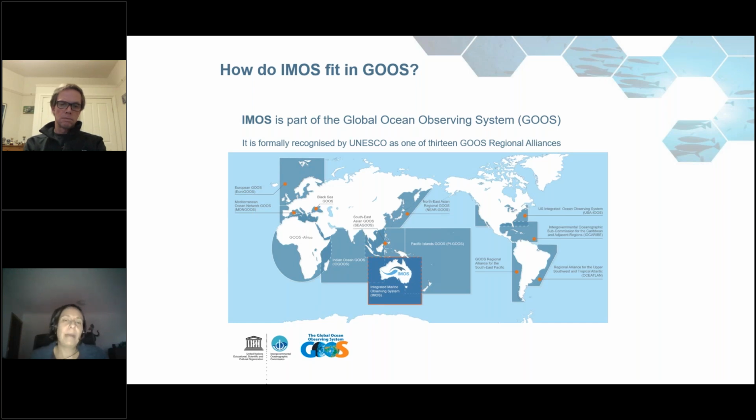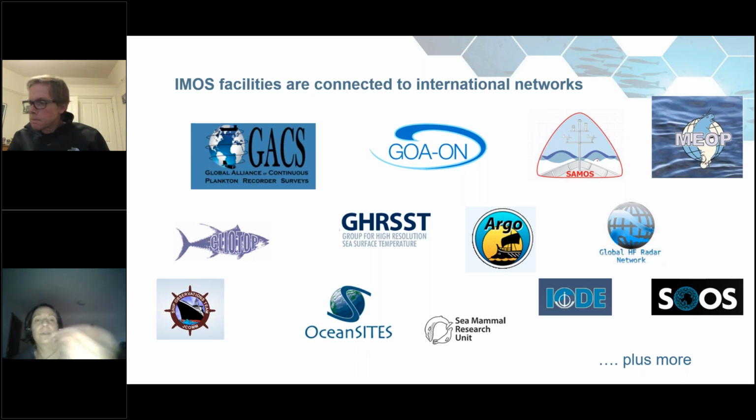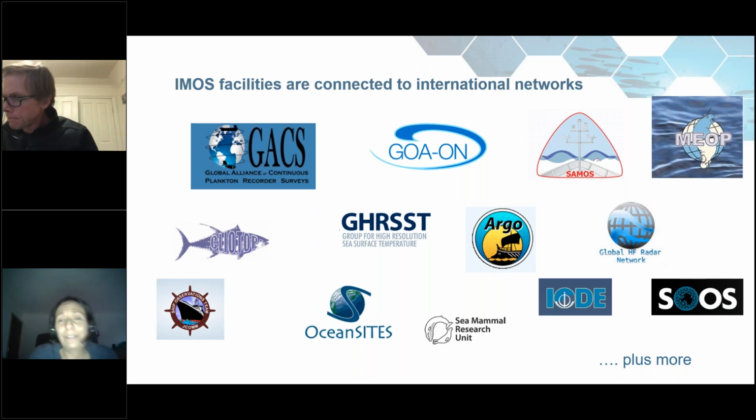So in the international context, IMOS is basically one of the GOOS regional alliances. So you can see here the map with several different regional alliances for the Global Ocean Observing System, and we are part of that network. But we don't stop only there. We also have to make sure that the platforms and facilities that we use are actually connected to international networks as well. So that way we maintain collaboration and engagement with the international community. So you can see our data flow into these networks, and you will be able to access it through them as well.